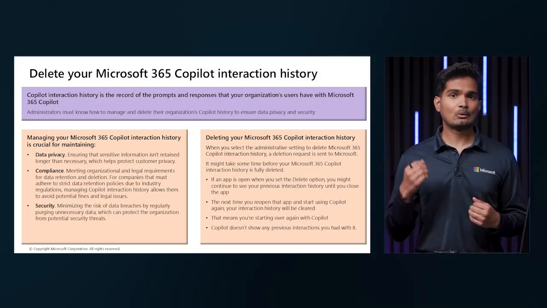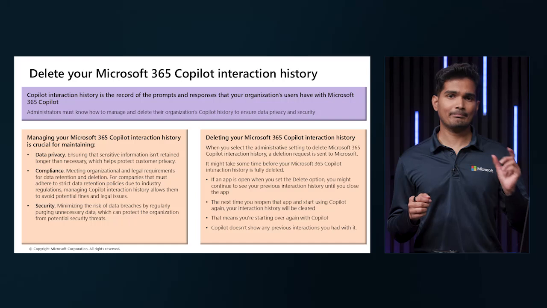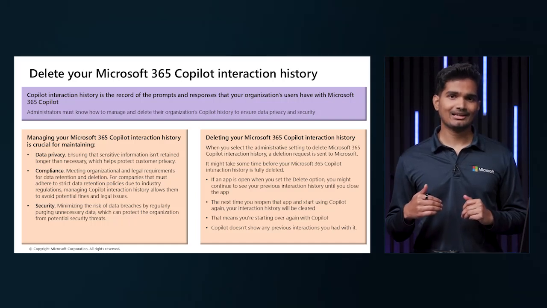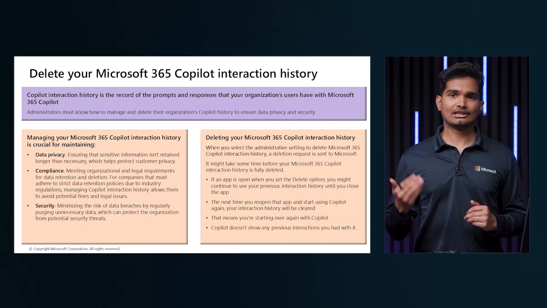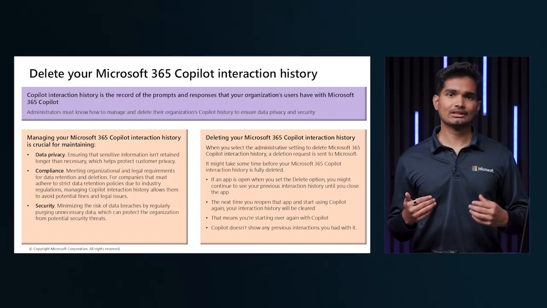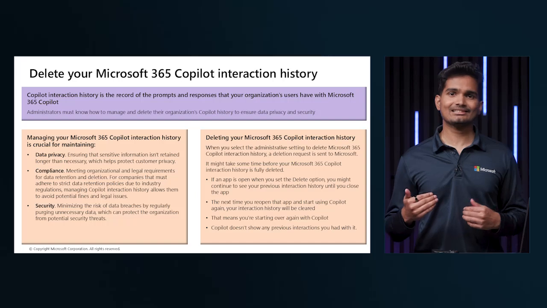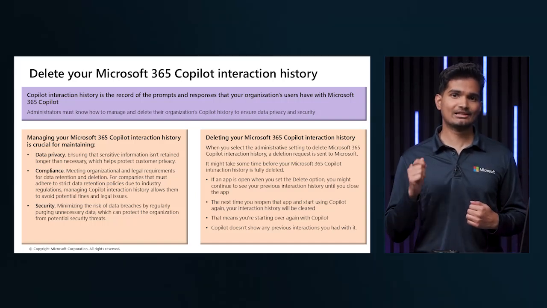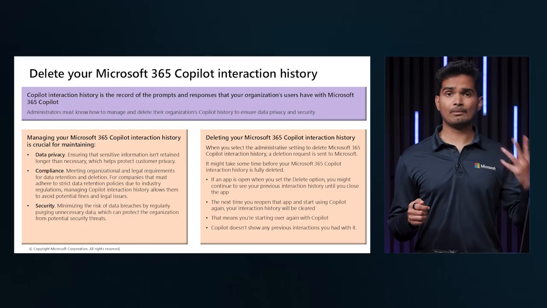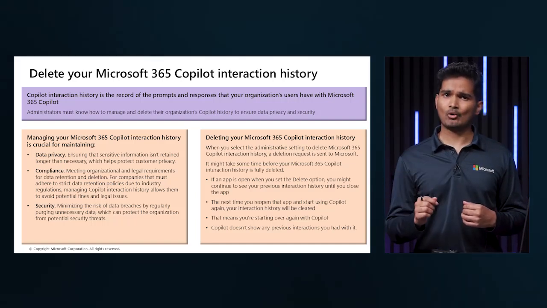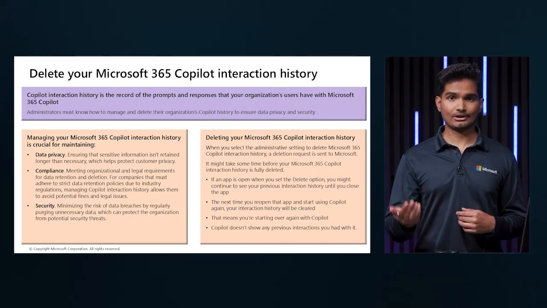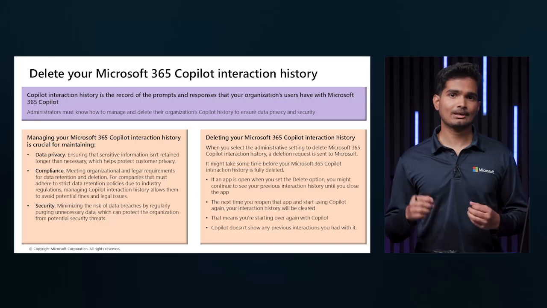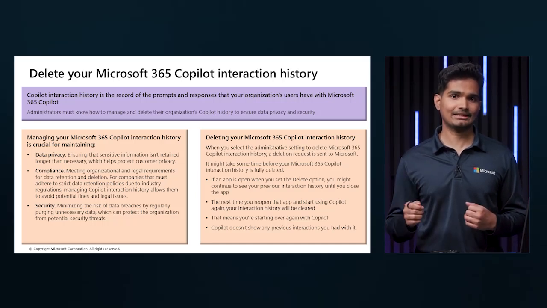Copilot interaction history records prompts and responses from Microsoft 365 Copilot users. Administrators must manage and delete this history to ensure privacy and security. Managing interaction history helps you in the following areas. Data privacy means protecting sensitive information by ensuring it isn't retained longer than necessary. Compliance, adherence to organizational and legal requirements for data retention and deletion. Security, reducing the risk of data breaches by regularly purging unnecessary data.